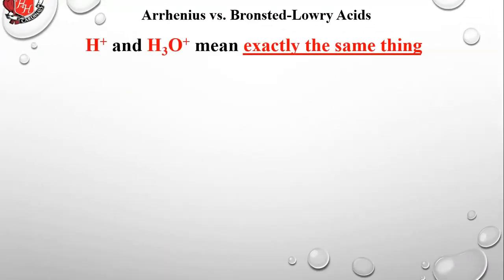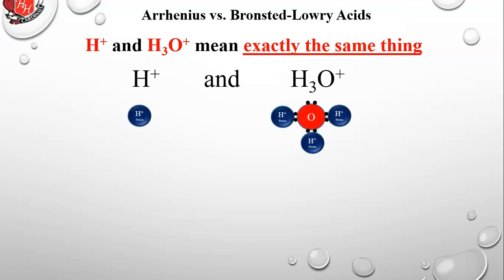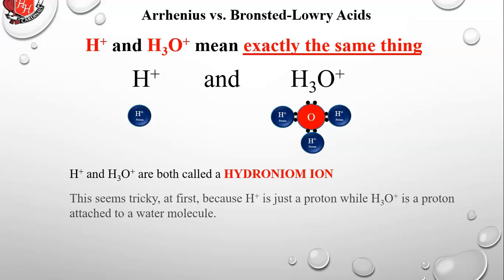So H+ and H3O+ mean exactly the same thing. So there you have the two representations there. H+ and H3O+ are both called hydronium ion. This seems tricky at first because H+ is just a proton, while H3O+ is a proton attached to a water molecule.